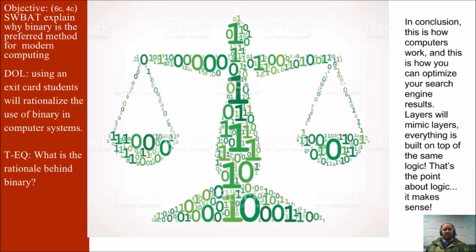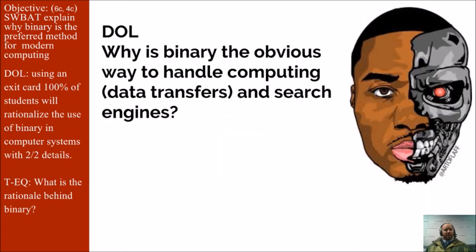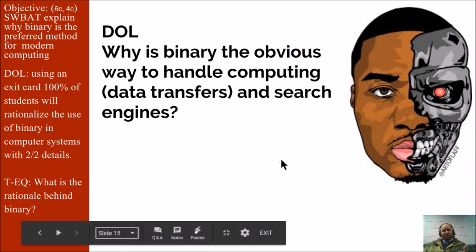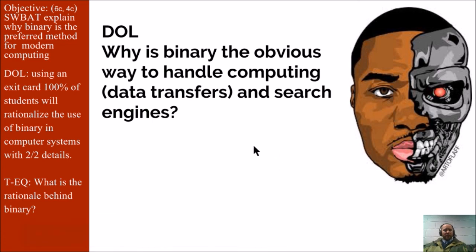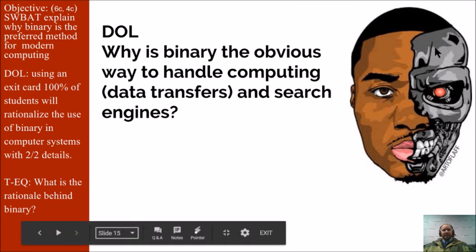Okay, so in conclusion, this is how computers work, and this is how you can optimize your search results. Layers will mimic layers. Everything is built on top of the same logic, and that's the point about logic. It makes sense. So for your DOL here today, why is binary the obvious way to handle computing? That is, data transfers, that's what computing is. Why is binary the obvious way to handle computing and search engines? Binary as in 1 or 0, on or off, human or machine. That's what Boolean logic is, either or.